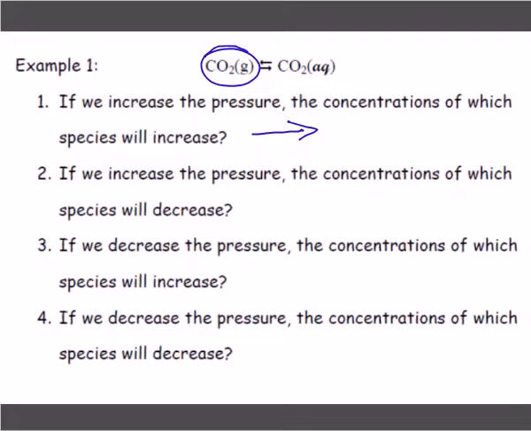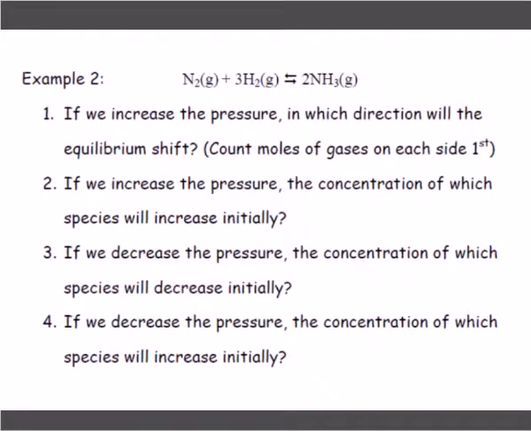Now, I don't anticipate you guys seeing one like this on your Regents exam. If they gave you one with gases, I would anticipate they all would be gases, like example number 2. So we're going to take this one with a grain of salt. Actually, you know what? We're going to skip on and move on from this one. All right? Let's go to example number 2 where they're all gases to start off with something a little bit simpler. If we increase the pressure, in which direction will the equilibrium shift?